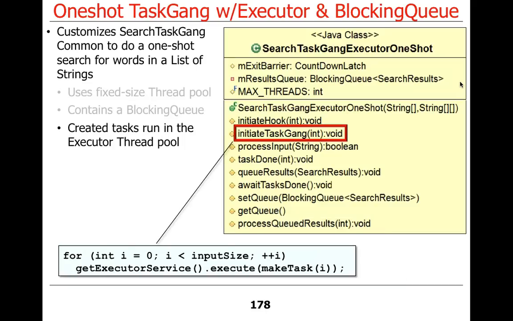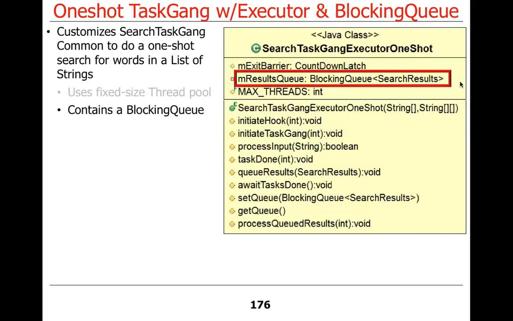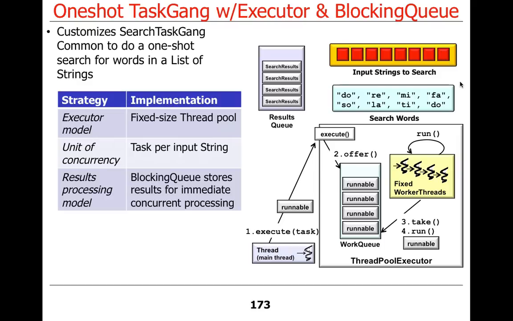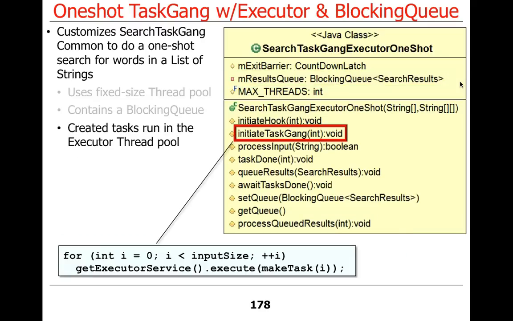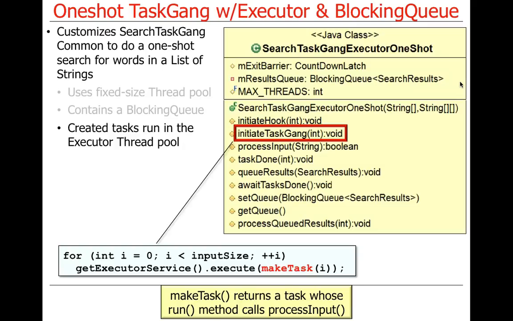The initTaskGang method creates tasks in the executor thread pool. Now keep in mind what's going on here. Let's go back over to this picture. It's going to go through every input string that we're going to process. There are 8 of them, let's say, for the sake of argument. For each of those, it's going to call execute, and the parameter passed to execute is makeTask. We looked at makeTask when we looked at the TaskGang framework. What makeTask basically does is return a runnable, whose run hook method calls the processInput hook of this class. So we're going to create 8 of these runnables, each of whose run methods will call processInput.